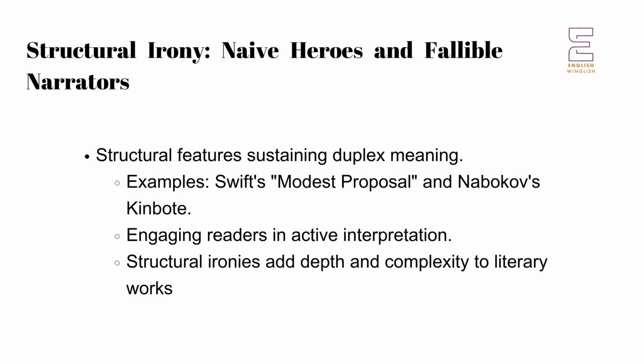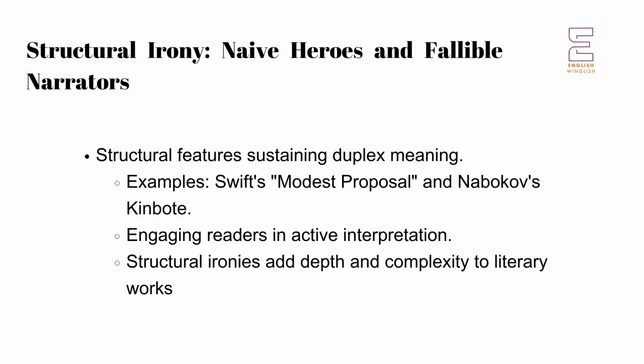Structural irony. Structural irony goes beyond occasional verbal irony and introduces a structural feature that sustains a duplex meaning and evaluation throughout the work. One common device is the use of a naive hero, narrator, or spokesman whose simplicity and obtuseness contrasts with the implied point of view of the author. Swift's A Modest Proposal presents a well-meaning economist who suggests using excess Irish children as a financial asset, highlighting the absurdity of the proposed solution. Other examples include Swift's Gulliver, Browning's monologuist, and Nabokov's Kinbote.